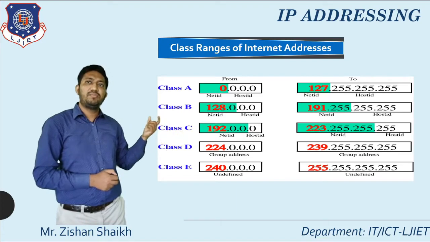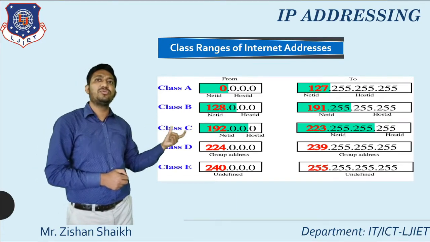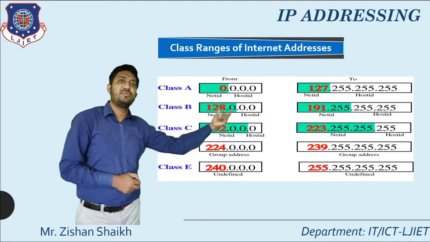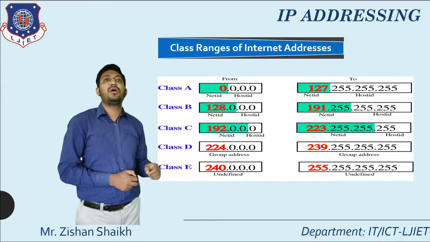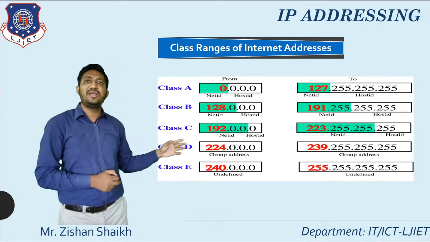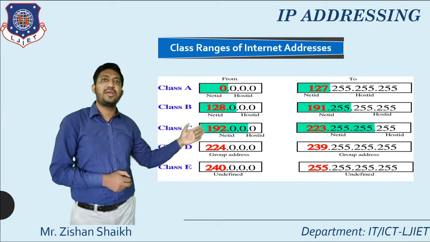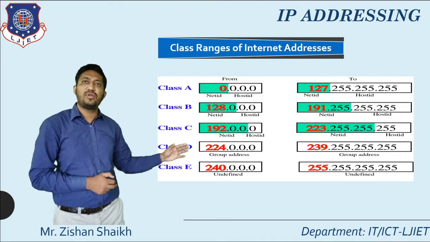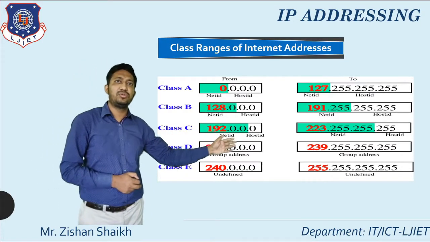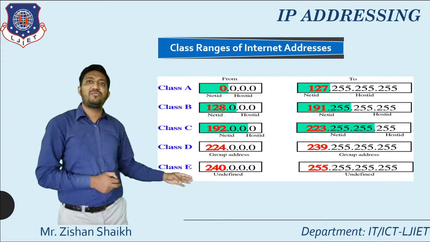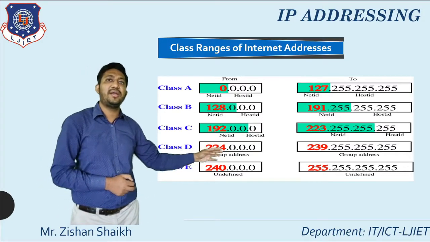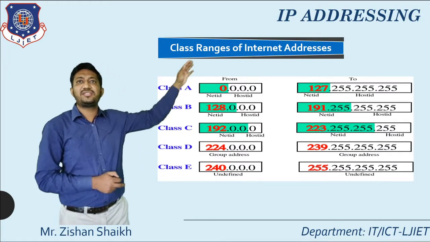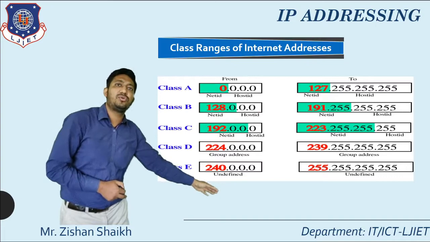According to the particular scenario, class B will use 2 bits for our network ID and the remaining 2 bits for host ID. For class C, the range will start from 192 and end at 223. Class D will be used for 224 to 239, and class E will start from 240 and end at 255. So the whole range is from 0 to 255.